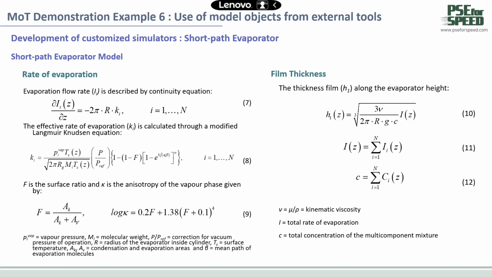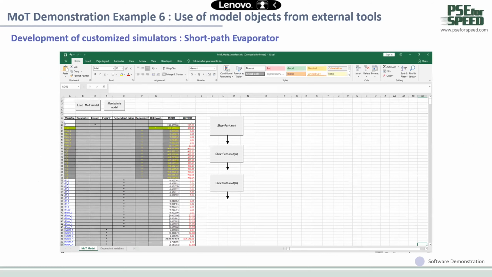All the equations will be added into the MoT model for creation of the short path evaporator simulators, and the method using centered finite difference is applied in order to solve the evaporator model that involves PDEs. And then after the MoT model is created, it can be used from Excel. So after this, I will demonstrate using Excel with the short path evaporator model. The demonstration will also highlight the creation of customized simulated short path evaporator plants and where 2 units are operated in series.